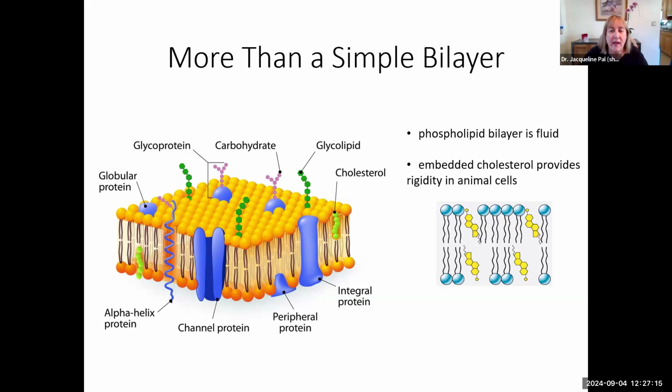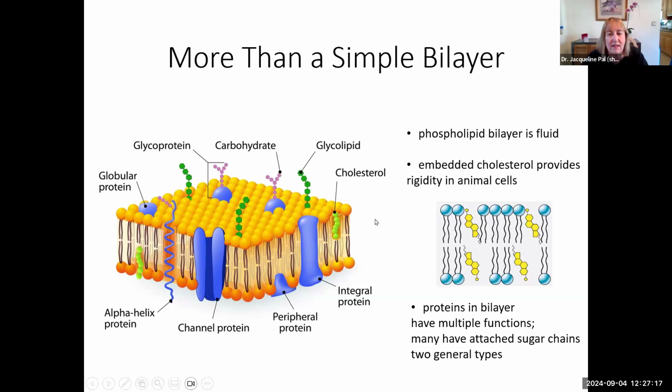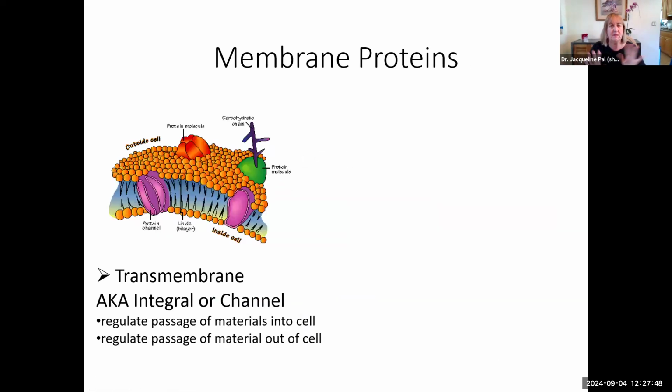But there is more that is embedded. There are proteins that are embedded, and these proteins have multiple functions. I want to show you that some of these proteins you can see right here. Okay, so the proteins in this particular picture are all shown as blue. And some of them, you see these little purple things attached to them. These are carbohydrate chains. And so when the carbohydrate chain is attached to a protein, then we can call it a glycoprotein.